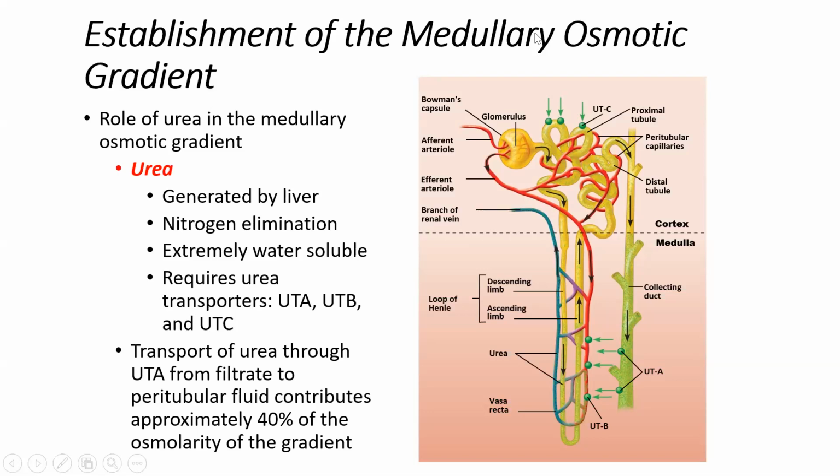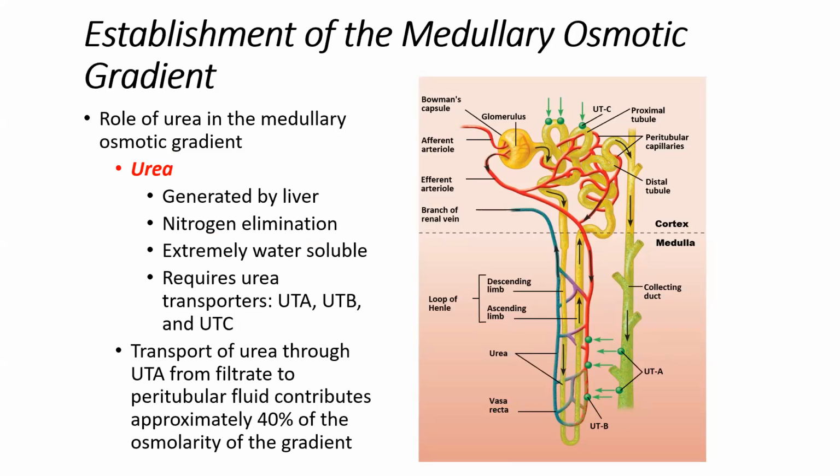That is basically how we establish this medullary osmotic gradient. That is the first part of that. The second part of establishing the medullary osmotic gradient brings into question urea. Now, urea is a molecule that's generated by the liver. It's actually a waste product. It's a byproduct, or a breakdown product rather, of protein.